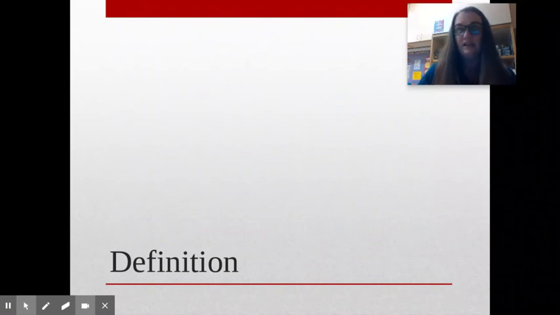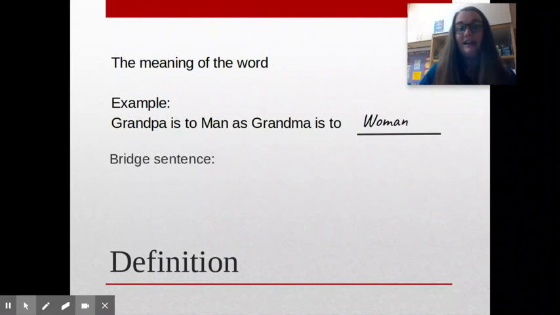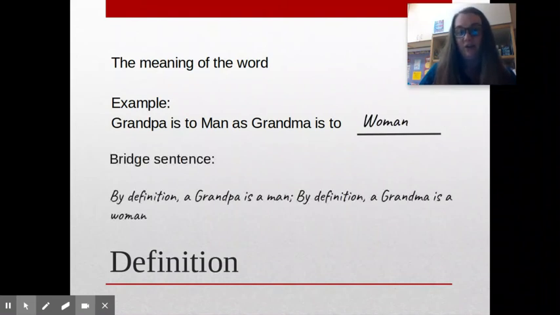The next type we have is definition. So this is a word, and by definition, it has to be what? An example here is grandpa is to man, grandma is to, what should you have? Woman. So by definition, a grandpa is a man, and by definition, a grandma is a woman. So we're just defining those words.